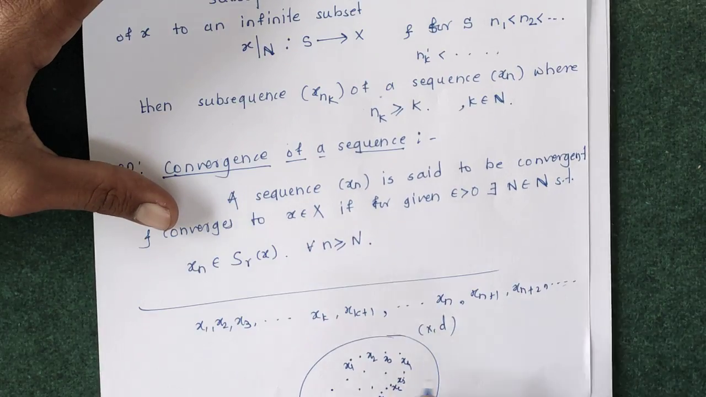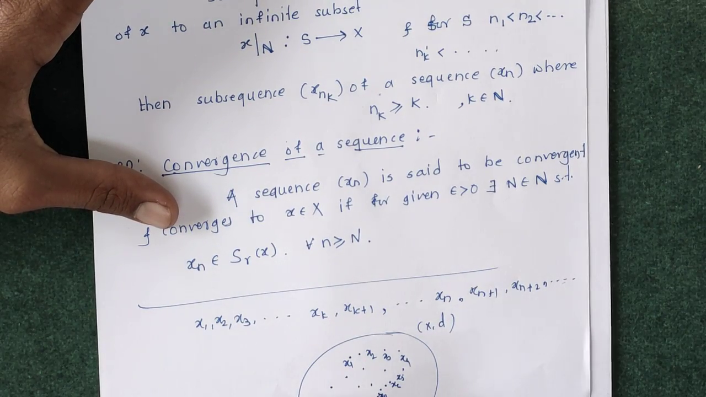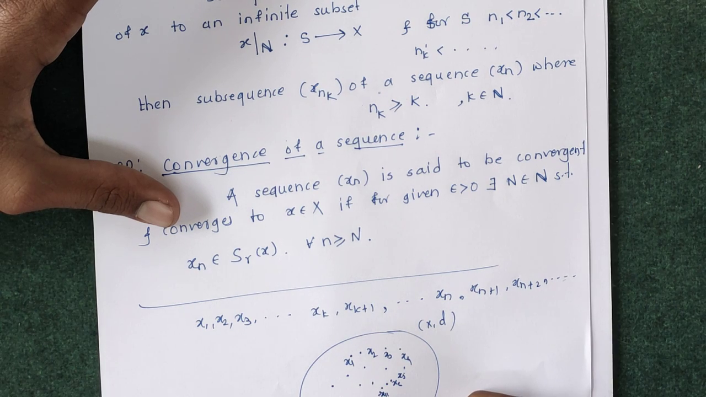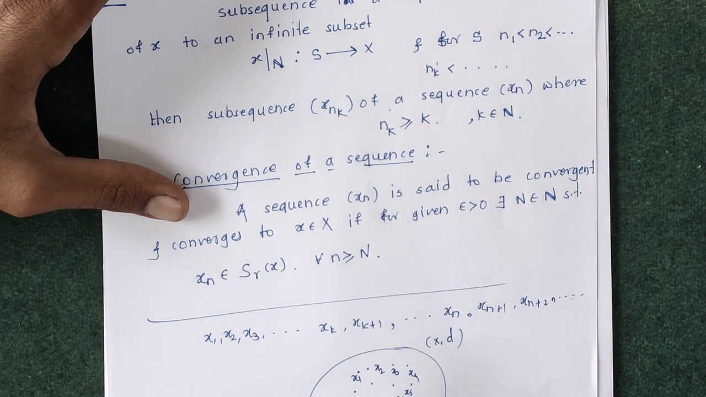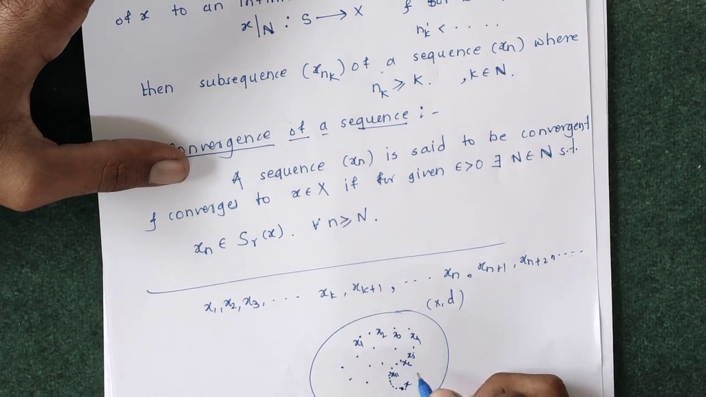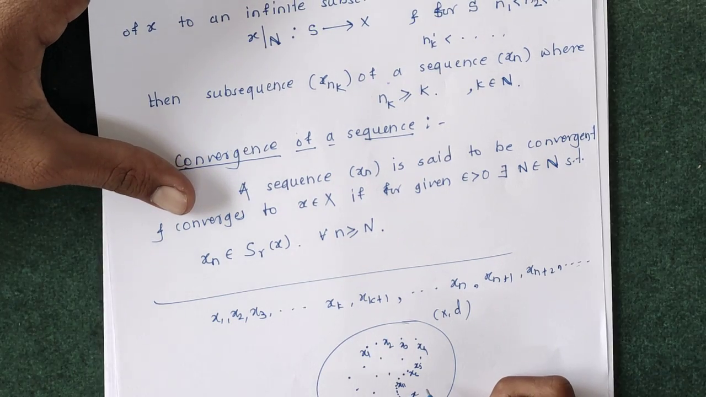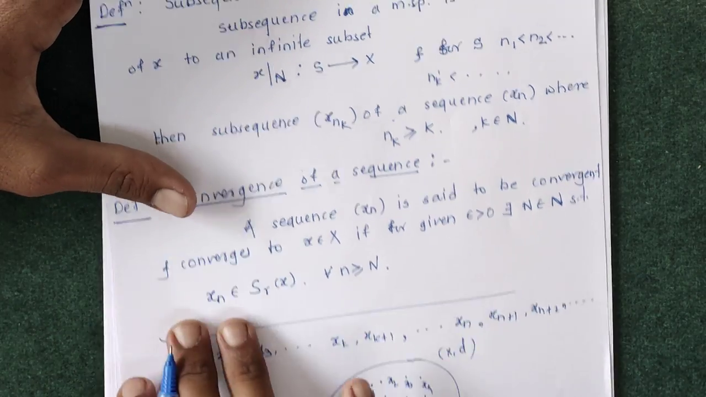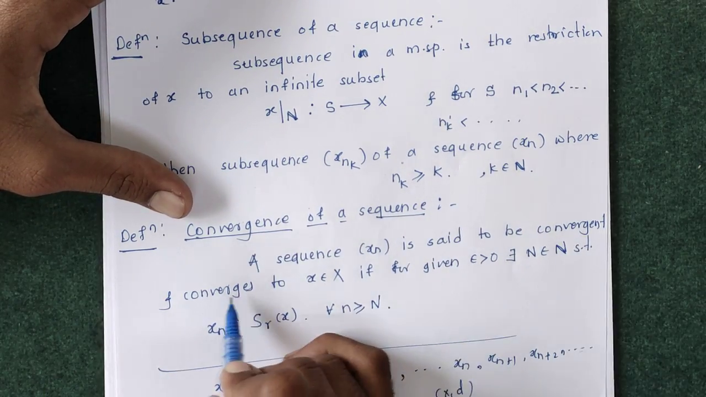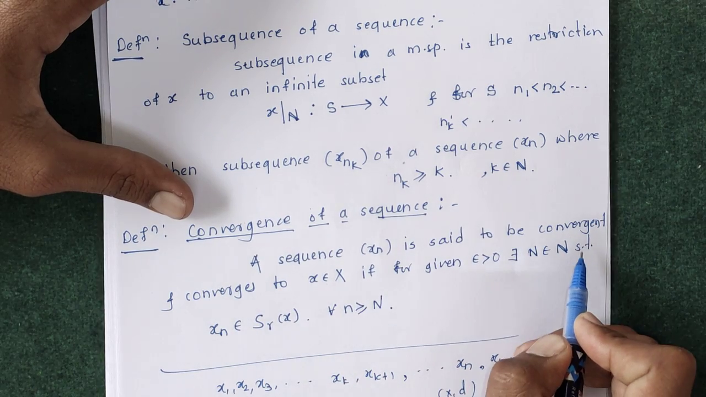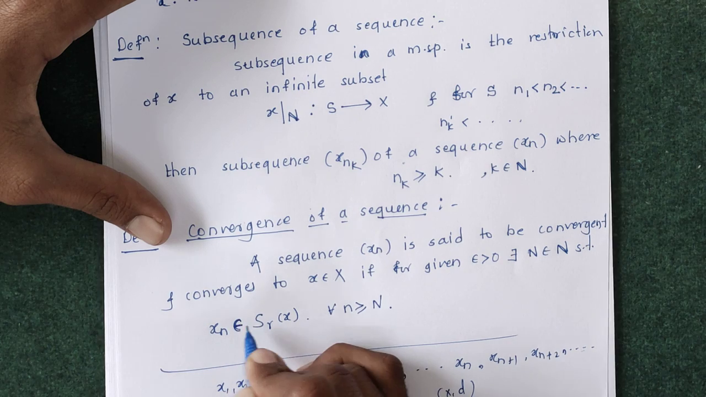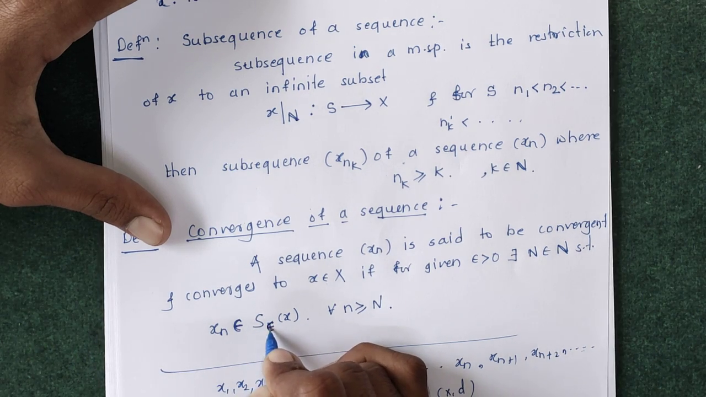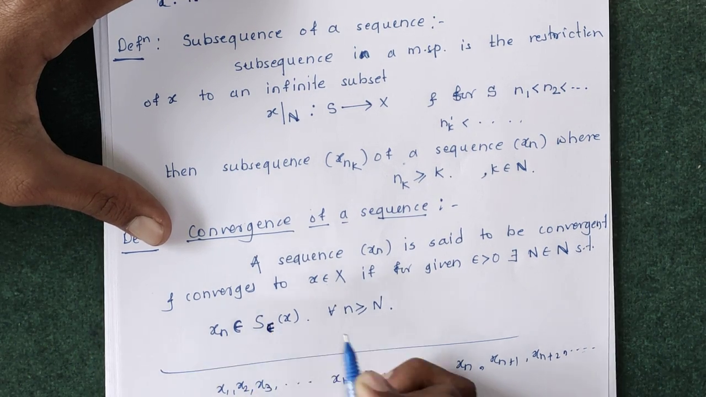Now, we say that this sequence is convergent in metric space X, d. Suppose this element is x. Then we say that this sequence converges to x whenever we take any epsilon and draw the open sphere. A sequence xn is said to be convergent and converges to x if for given epsilon positive there is a natural number such that xn belongs to S epsilon of x, not SR of x, S epsilon of x.